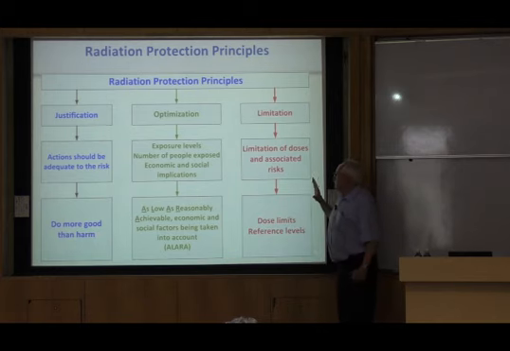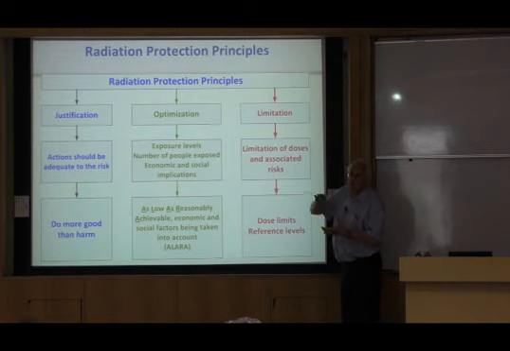It means exposures should be reduced as much as possible. However, it's not necessary to bring the exposures down to zero, because we have a variation of the natural background, and we have a natural background of 2.4 millisievert per year, and it's necessary to even reduce further very low doses.